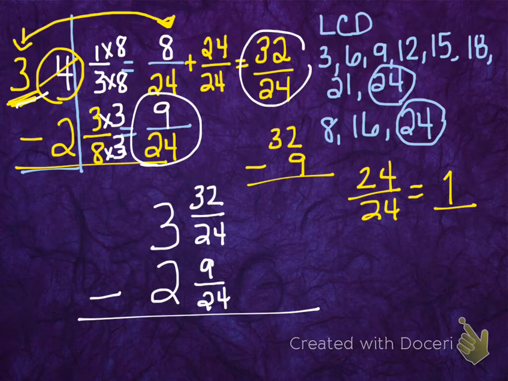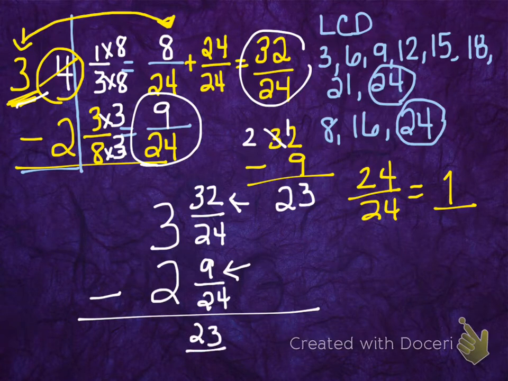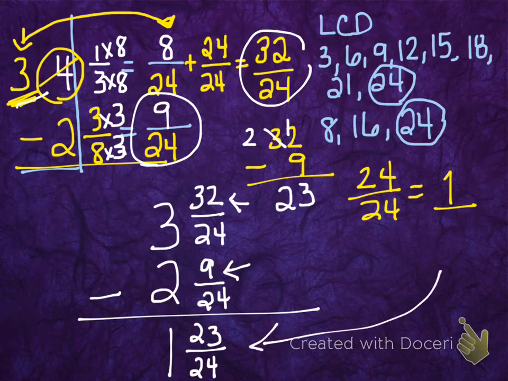2 minus 9, can't do it. So I need to regroup. 3, that's not a 3, that's a 2. And that becomes a 12. So 12 minus 9 is 3, and then 2 minus nothing is 2. So 32 minus 9 is 23 over 24. 3 minus 2 is 1. And that is my answer.